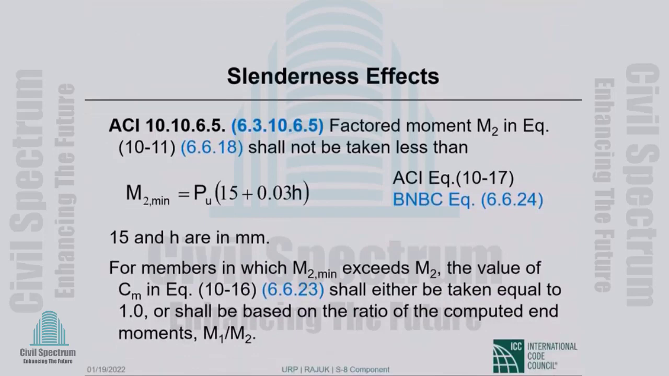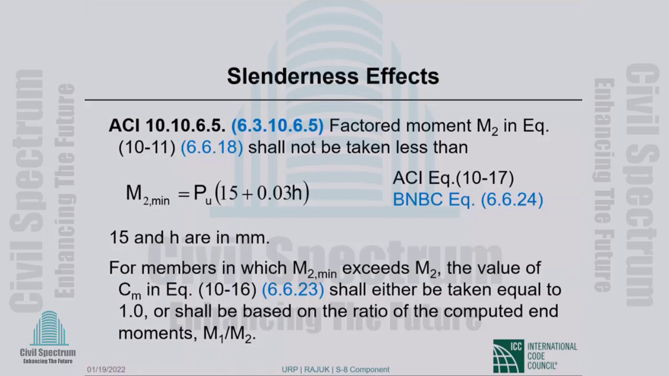Okay. Now, factored moment M sub 2 in equation such and such shall not be taken any less than the given value. M sub 1 is the smaller of the end moments, M sub 2 is the larger of the end moments. M sub 2 shall not be taken any smaller than the value given. And then the magnified moment will be this minimum moment multiplied by delta sub ns.